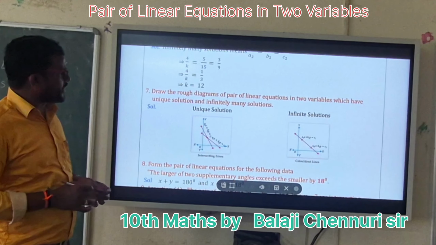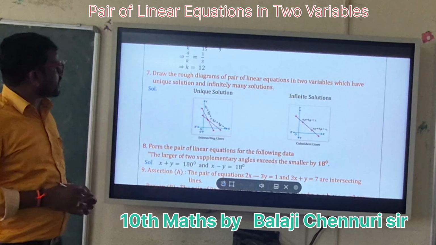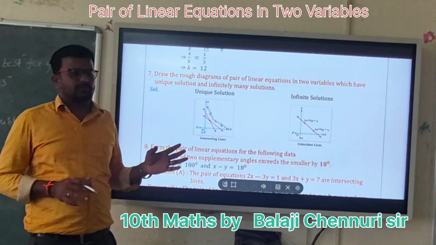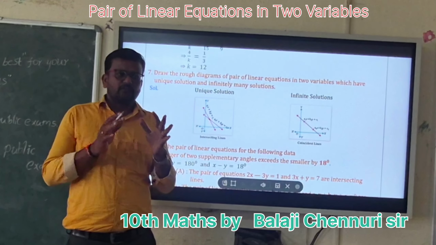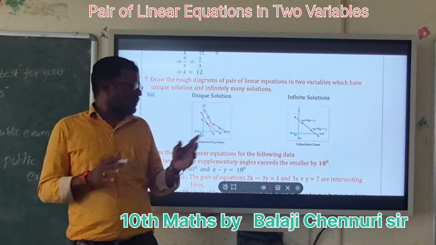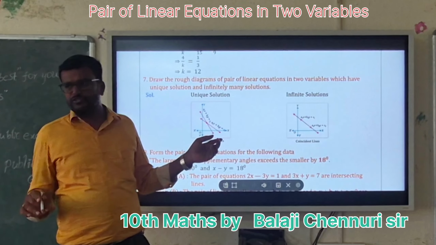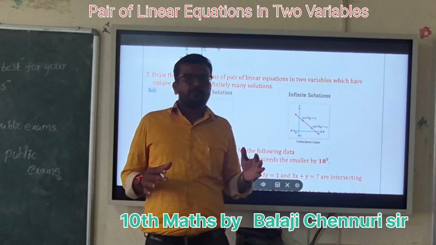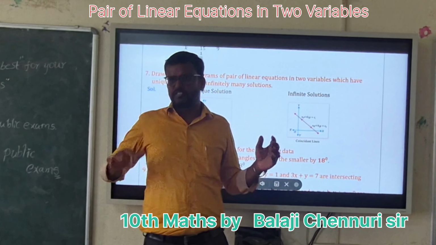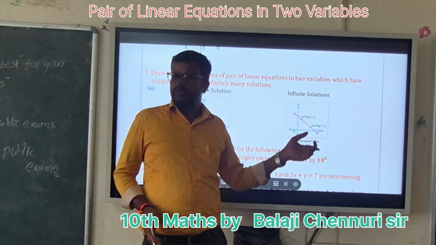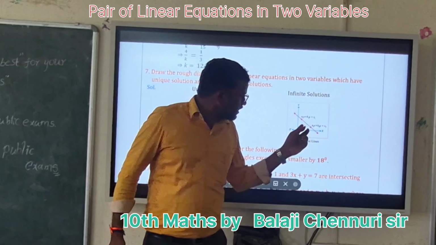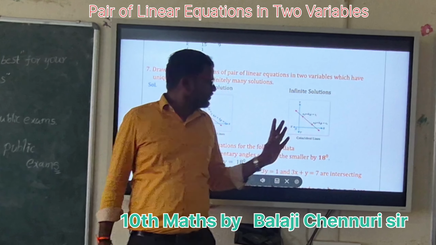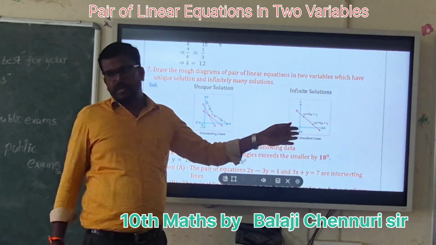Draw the rough diagram of the pair of linear equations in two variables which are having a unique solution and infinitely many solutions. Unique solution means intersecting at which point? At only one point. Intersecting at only one point means it is having only one solution. Okay. Infinitely many solutions means the given equation is overlapping, coincident with the other equation. If you draw it, coincident, you cannot separate one equation from the other. Okay, this is the rough diagram for coincident lines.